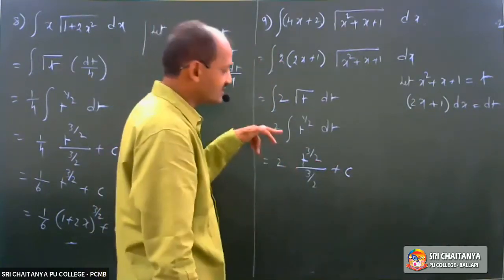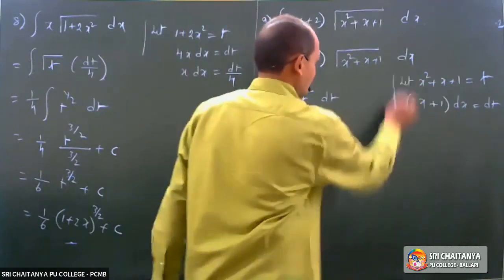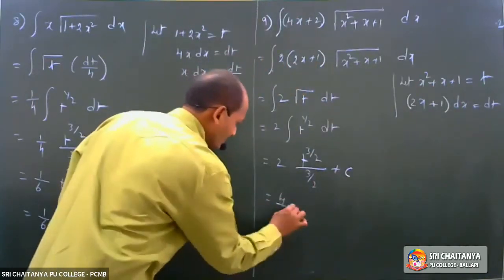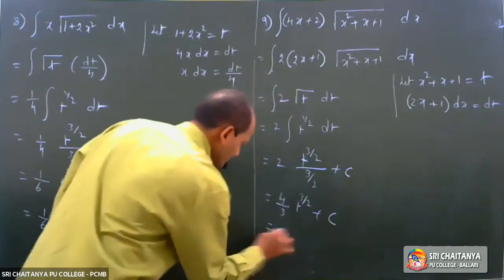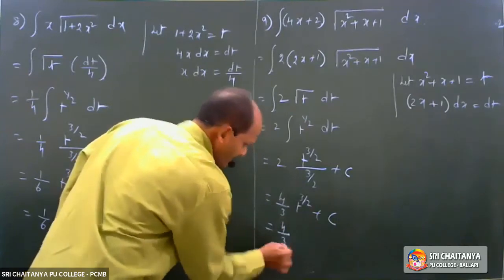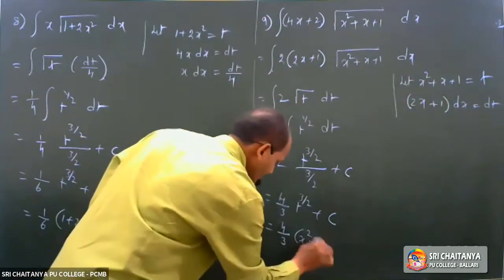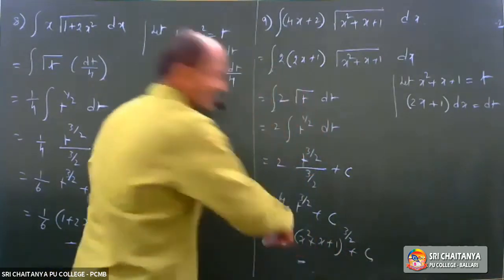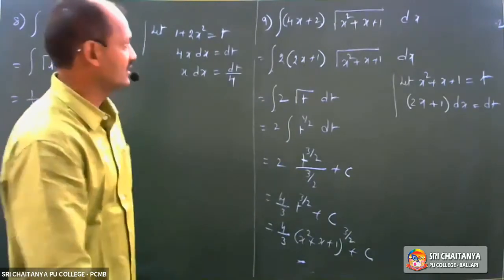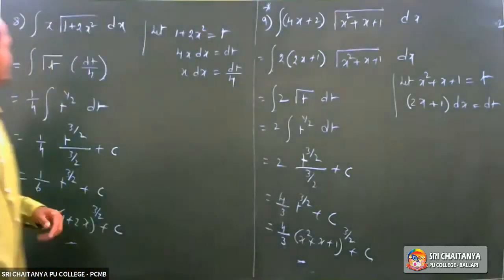Again we have to substitute, instead of t, x square plus x plus 1. It is 4 by 3 t power 3 by 2 plus c. So it is 4 by 3 into t power 3 by 2, that is x square plus x plus 1 whole power 3 by 2 plus c. Okay? It is important for a 2 marks question. Right.